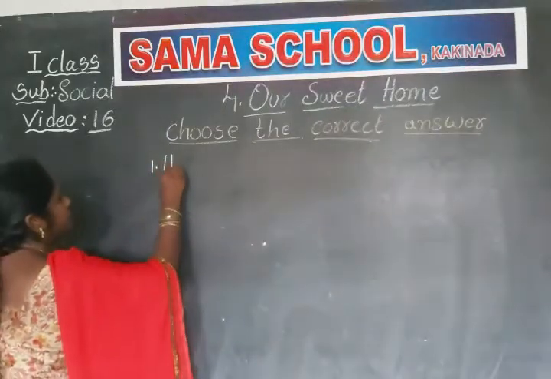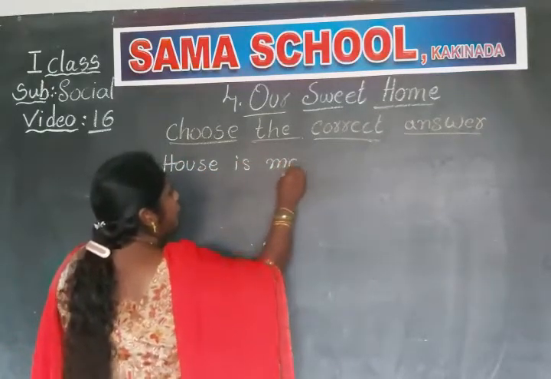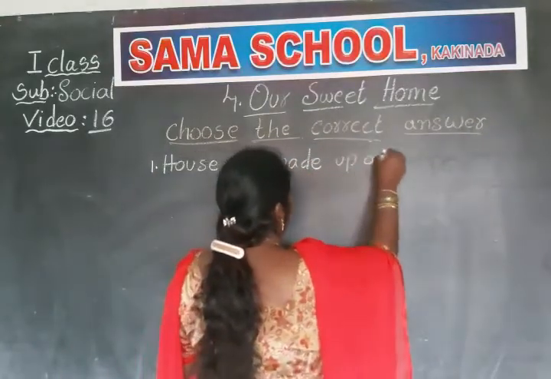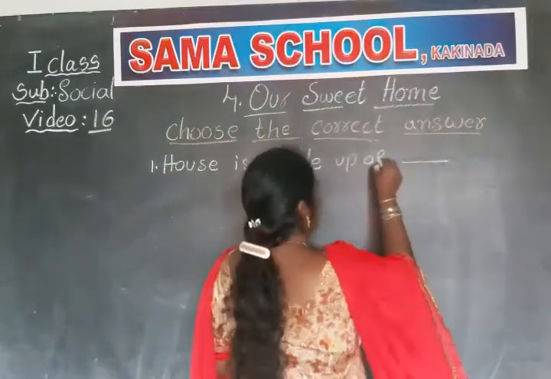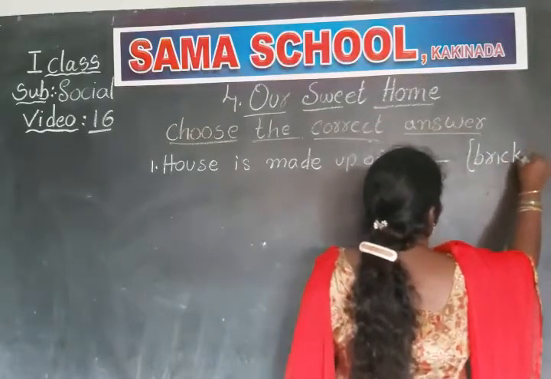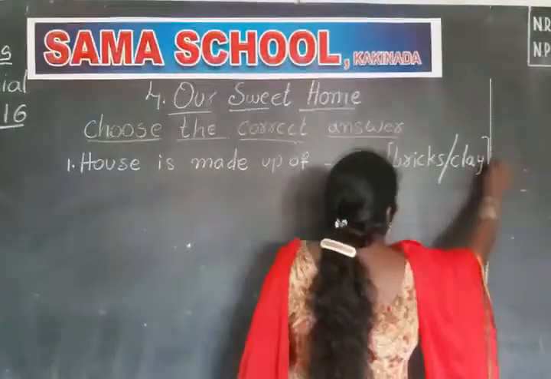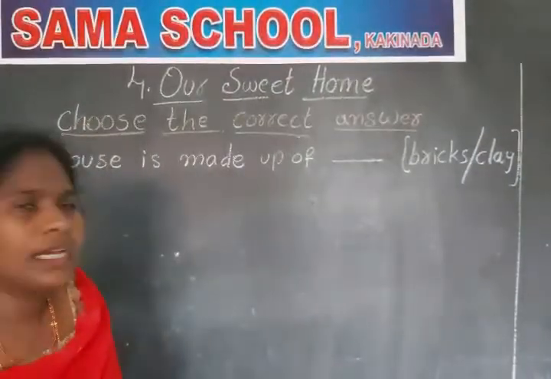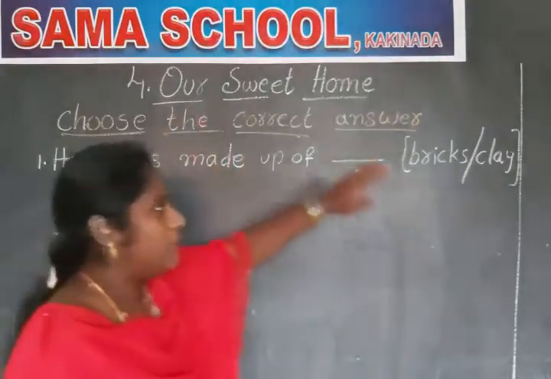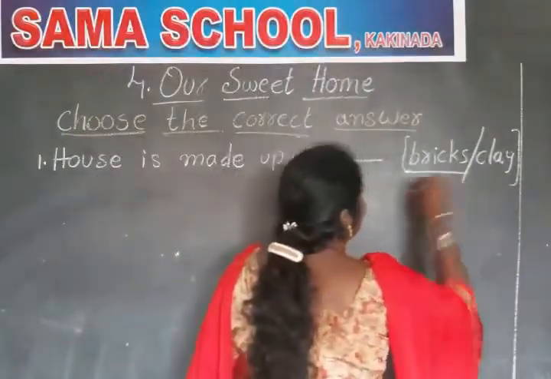House is made up of. What are the answers here given? Bricks or clay. House is made up of bricks or clay. Children, what do we use to construct, to build a house? Clay or bricks? Yes, very good. We will choose the bricks.